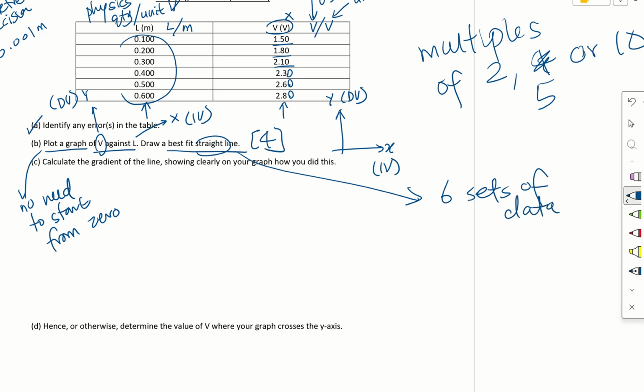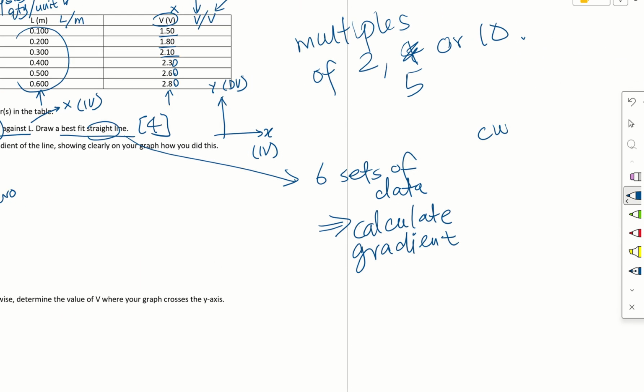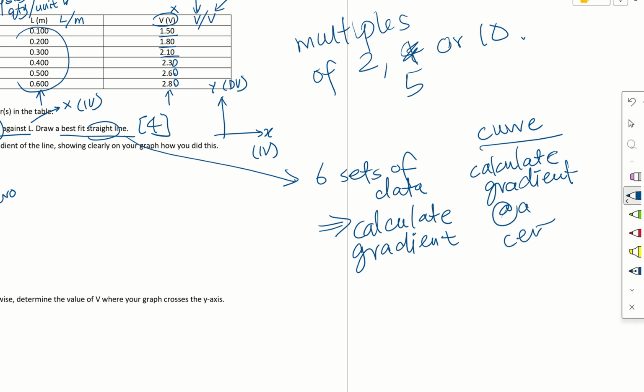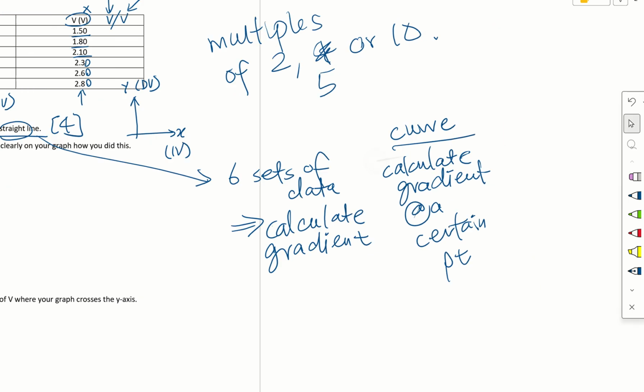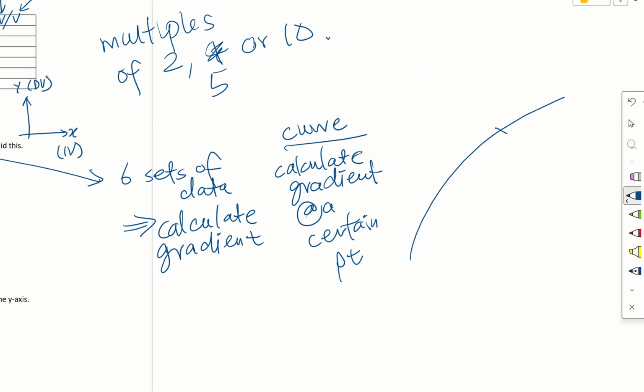Okay, and if you draw a straight line, you can calculate gradient. So how do I know it is a curve? If it's a curve, they will usually ask you to calculate the gradient at a certain point. Because if it's a curve, they ask you to calculate the gradient at this certain point. What you need to do is you need to draw a tangent, right? You need to draw a tangent.